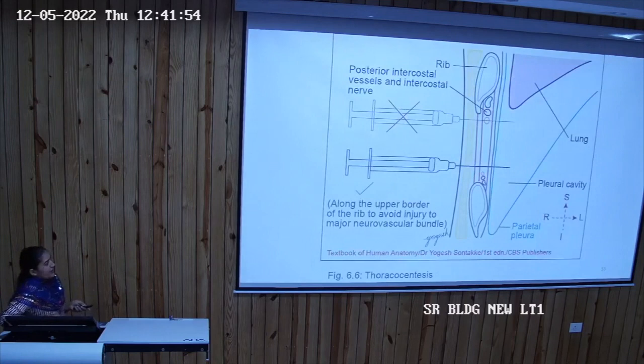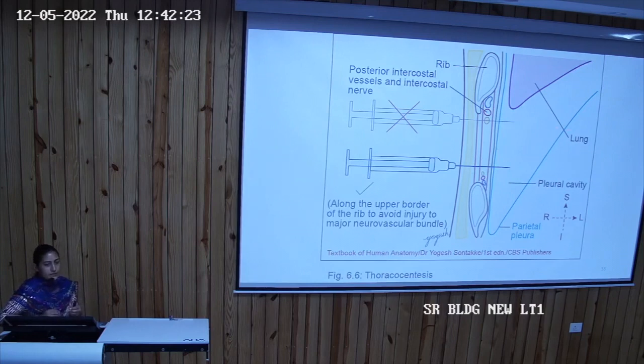Now the clinical part: when you do thoracocentesis. Thoracocentesis is done to tap out the fluid. The pleural recess is the area where the pleural fluid will accumulate. This happens if there is any pleural abscess, that is the accumulation of more pleural fluid leading to pleural effusion. This pleural effusion fluid collects into the recess, which is called the pleural recess.